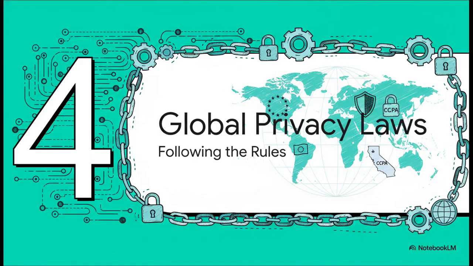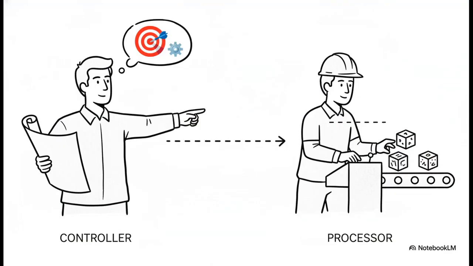That brings us to Section 4, Navigating Global Privacy Laws. Because data security isn't just a good idea, it's globally mandated by frameworks like GDPR. You've got to know your role here. A controller determines the purpose and means of processing personal data, while a processor acts solely on their behalf.